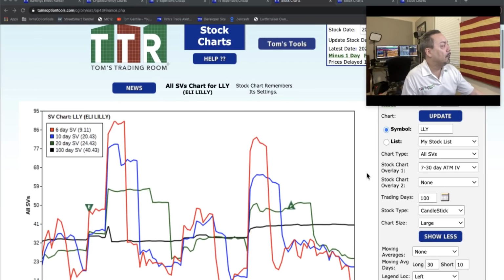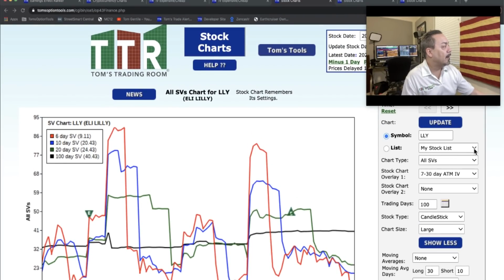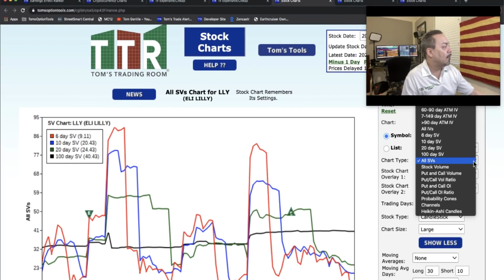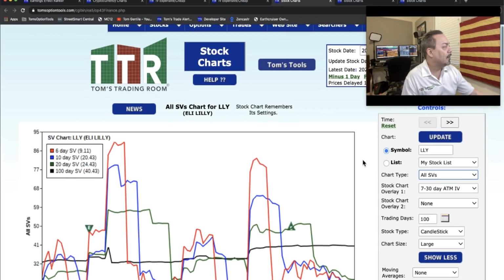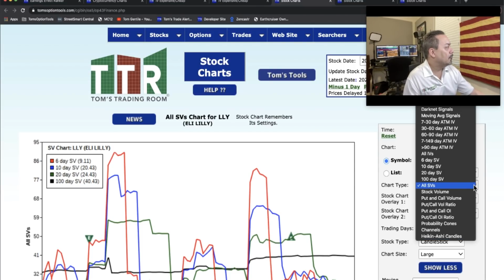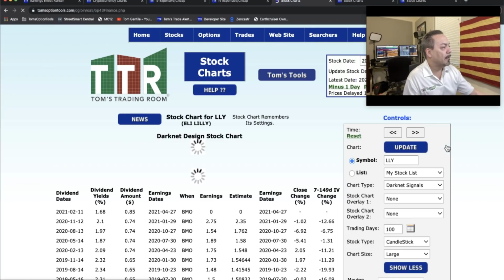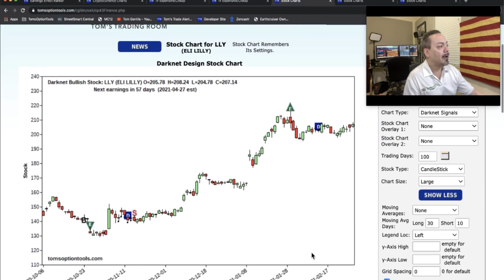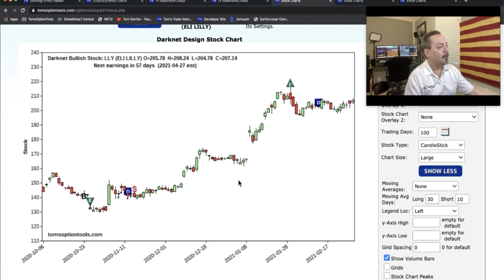And if I were to look at the stock itself, instead of all SVs, I'm going to look at simply the stock itself. So we could change this to darknet signals, click on update, and it's going to show me a stock price. And notice the stock price was moving around quite a bit. In these areas here, we had these big ranges up. Big ranges in November, big ranges in December, big gap and move higher in January.